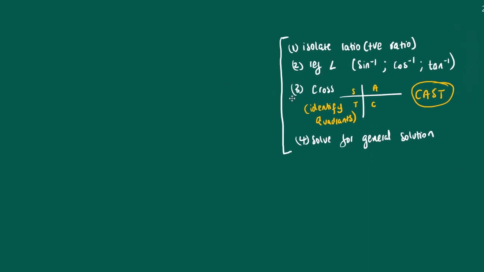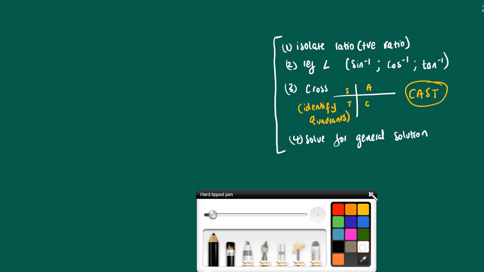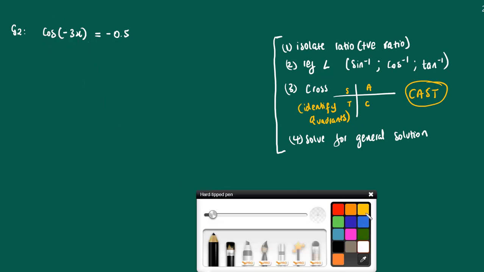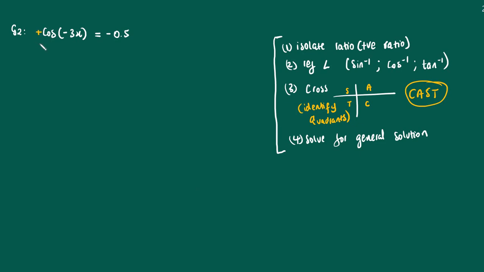Right. Next, let's say you are given cos of minus 3x is equal to negative 0.5. Negative 0.5. So how would we solve this, right? Well, the first thing is to isolate the ratio. Already the ratio here is isolated because it's only cos, so we are good to go, right?